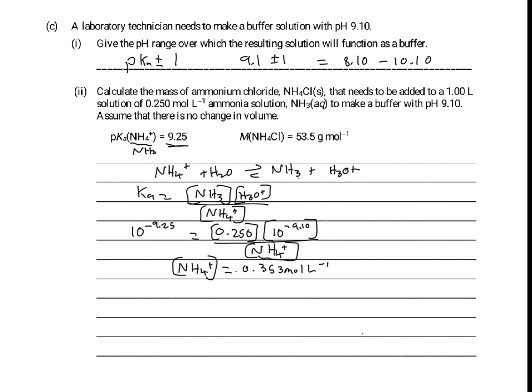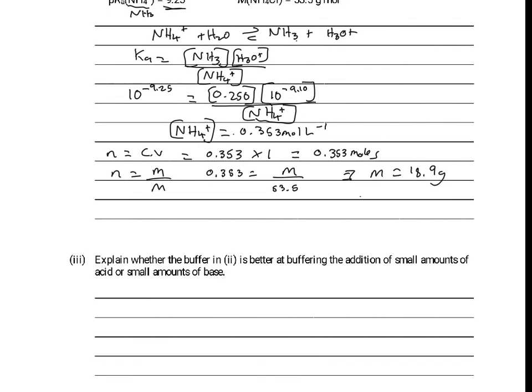Okay, and then we can just work our way backwards. Work out the number of moles of ammonium ion, concentration times volume. The volume is 1 litre, so it's nice and straightforward, 0.353 moles. And then number of moles equals mass over molar mass. So the number of moles is 0.353, mass is your unknown, molar mass you're told is 53.5, and work that out in your calculator, you get 18.9 grams.